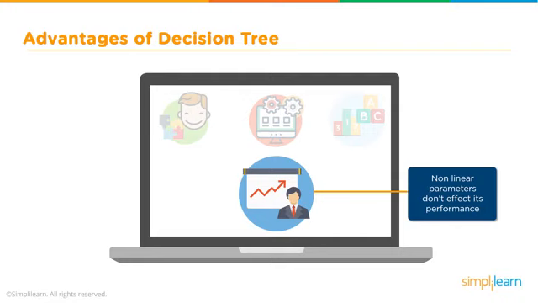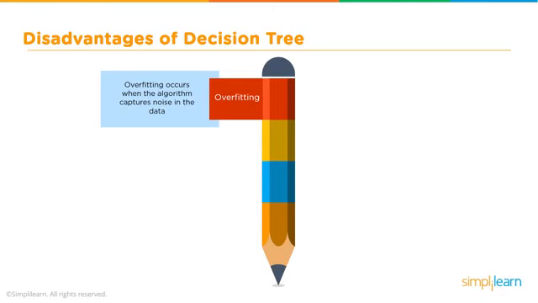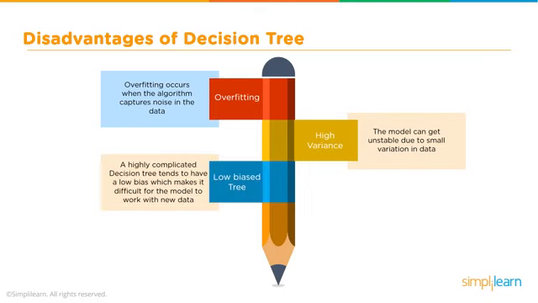If we're going to look at the advantages of a decision tree, we also need to understand the disadvantages of a decision tree. The first disadvantage is overfitting. Overfitting occurs when the algorithm captures noise in the data. That means you're solving for one specific instance instead of a general solution for all the data. High variance. The model can get unstable due to small variation in data. Low bias tree. A highly complicated decision tree tends to have a low bias, which makes it difficult for the model to work with new data.